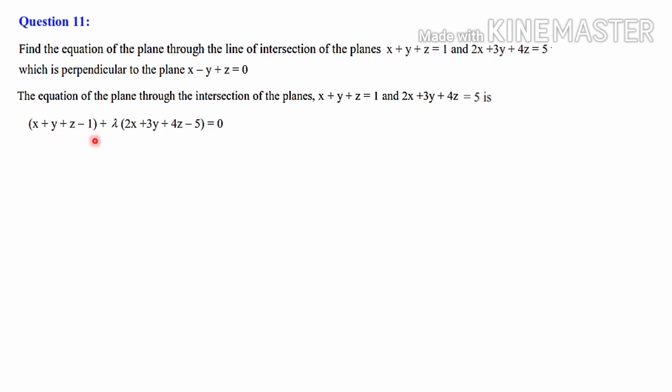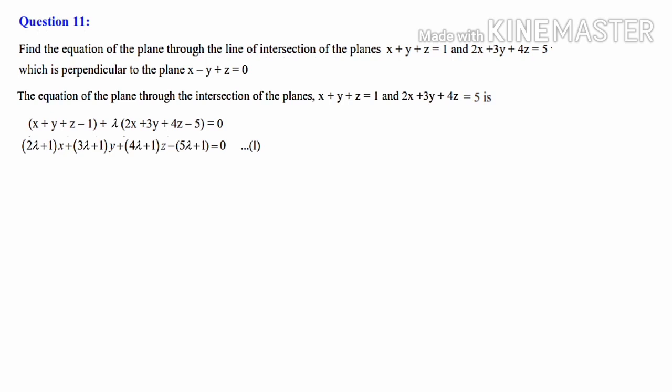You have to go for a little bit of arrangement here. Here the coefficient of x is 1, and here the coefficient of x is 2 lambda, so let's take this common. That is (2 lambda plus 1) into x, plus here the coefficient of y is 1 and here the coefficient of y is 3 lambda, so (3 lambda plus 1) into y, plus here the coefficient of z is 1 and here the coefficient of z is 4 lambda, so (4 lambda plus 1) into z.